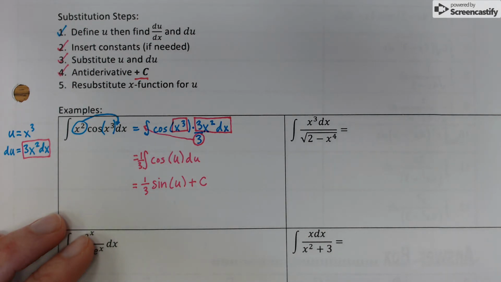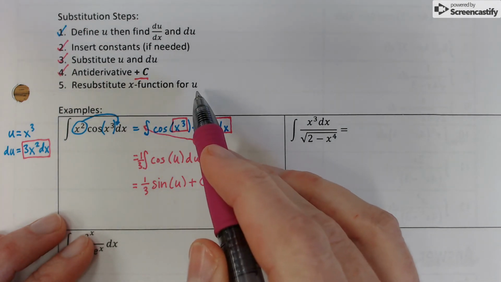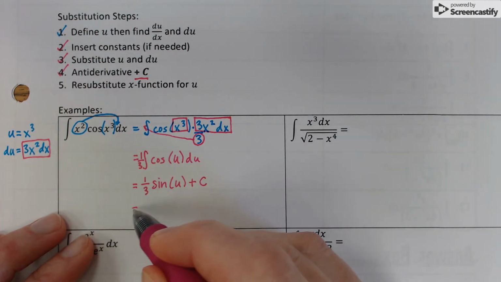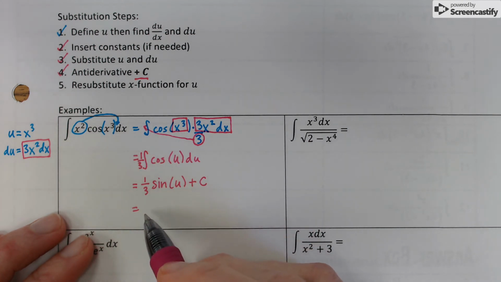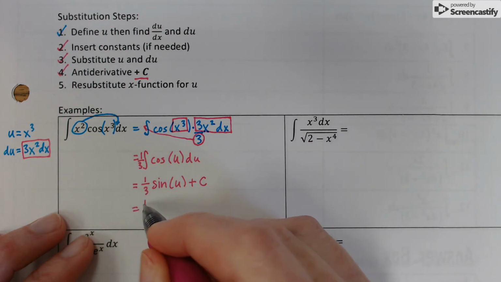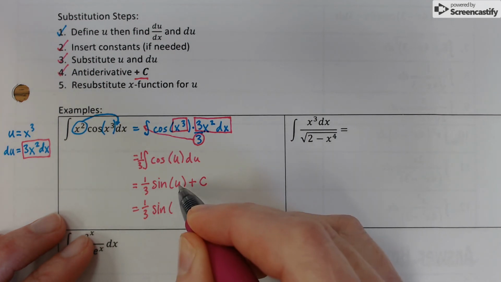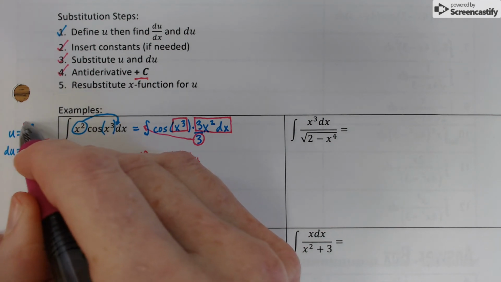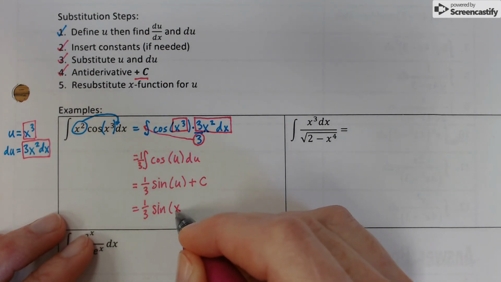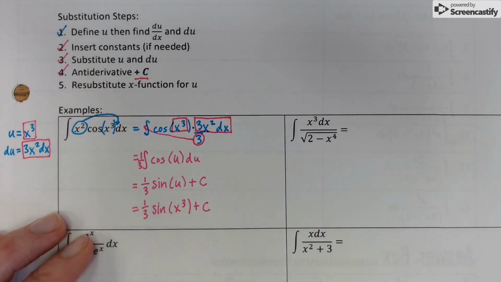And our fifth and final step is to resubstitute the x function for u. And the reason we do that is because the question was asked in terms of x, and so the answer we give should be in terms of x as well. So I've got 1/3 sine, and then I'm going to resubstitute instead of u. Originally I had x cubed defined as u. So 1/3 sine of x cubed plus c is my final answer.